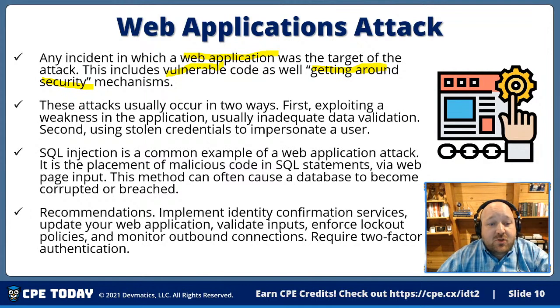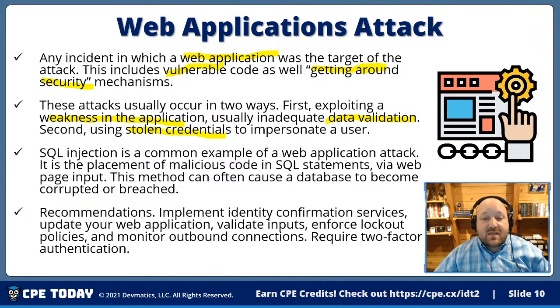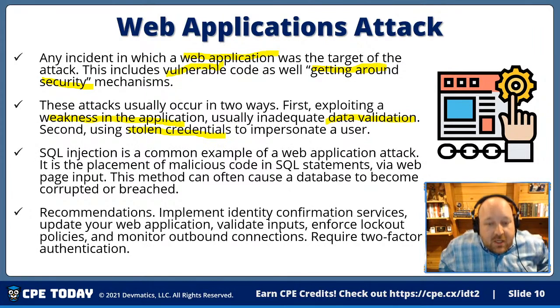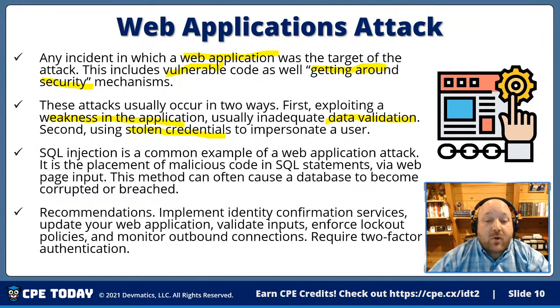Now, these attacks usually occur in two ways. Typically what they will do is they'll find that vulnerability and then they will exploit a weakness in that application, usually some sort of data validation. Okay. Second, they will use stolen credentials to impersonate a user. And so many attacks and so many compromises occur just from credentials being stolen and being used by the person that was not assigned to those.